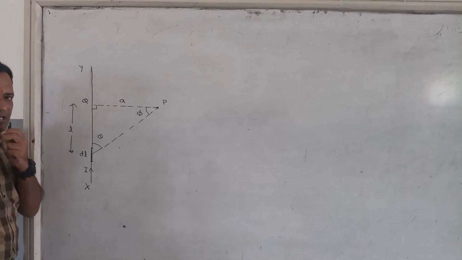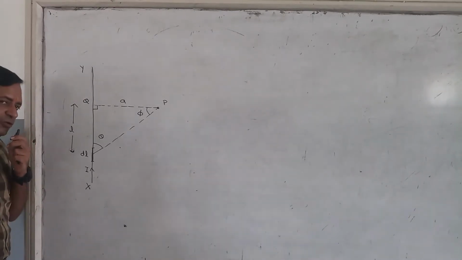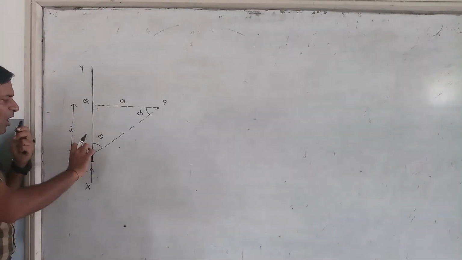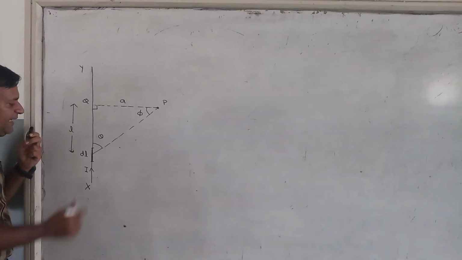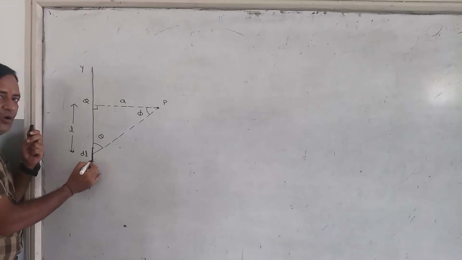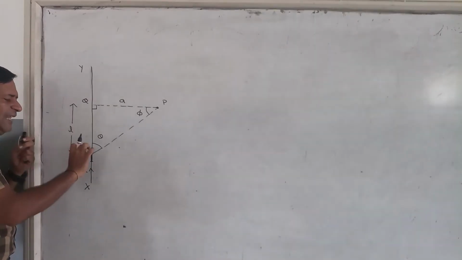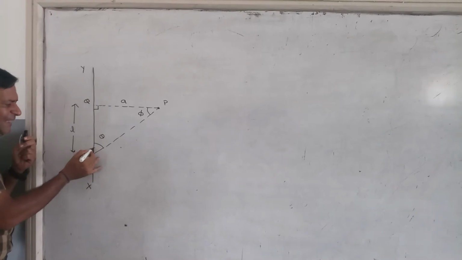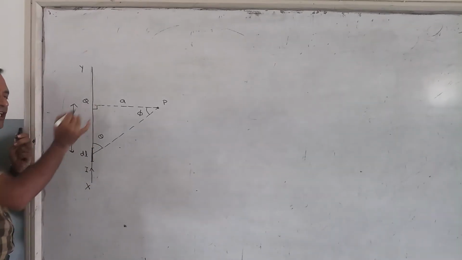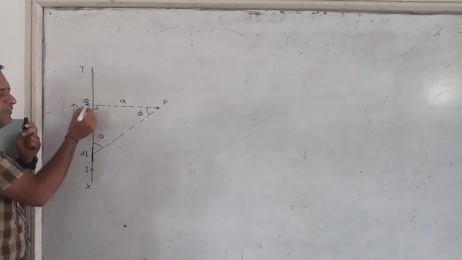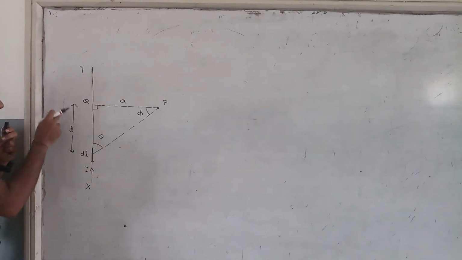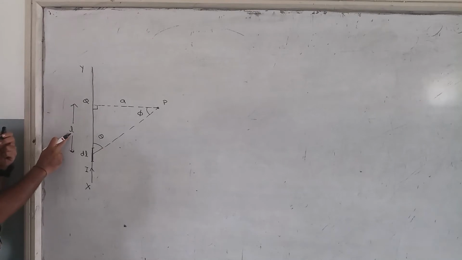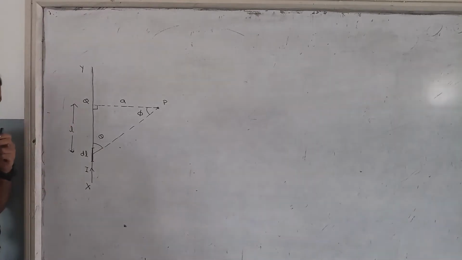Now first, what do we have to do? We have to apply Biot-Savart's law to find the magnetic field. How do we do that? We first select a small current element. Anywhere on the wire you can select this component. This component is dl, the small length dl. Point Q is the foot of the perpendicular, and the distance between point Q and this element is l. So this distance is l, and this length is dl.